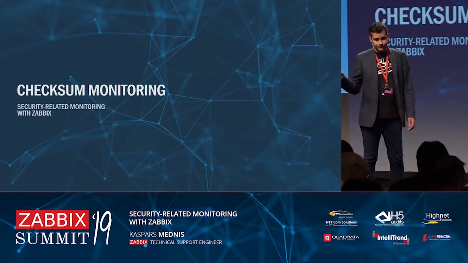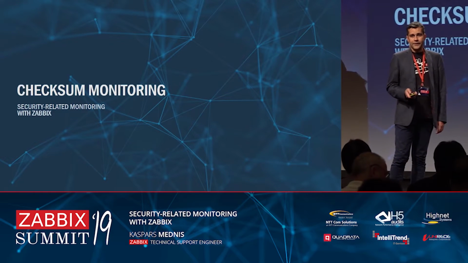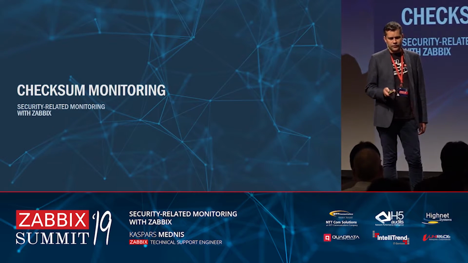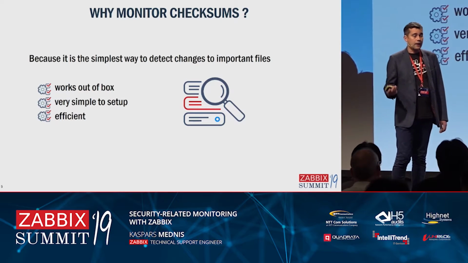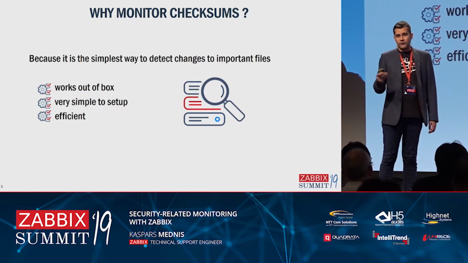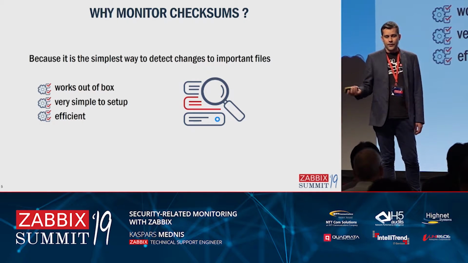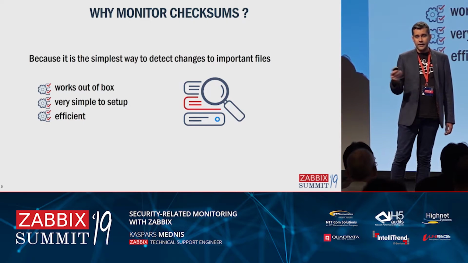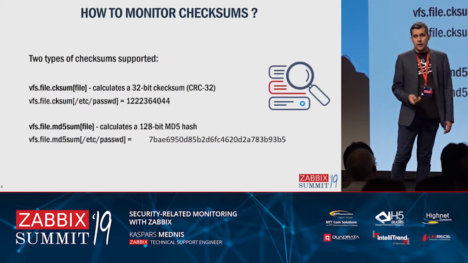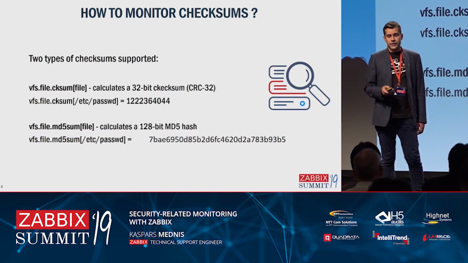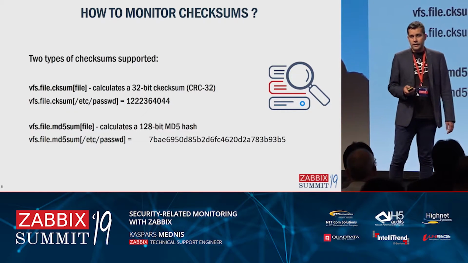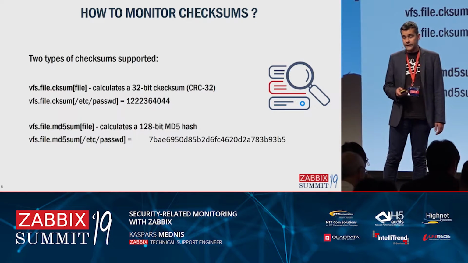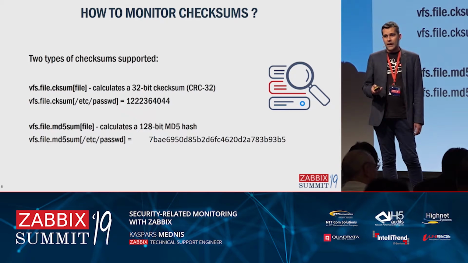So let's start. First, a very simple thing which is available, I think, since the very first versions of Zabbix: checksum monitoring. Very simple. Works out of the box. You may use the Zabbix agent built-in key. Very simple to set up. Just the agent and a simple key. Very efficient. Two types of checksums are supported. You can calculate a 32-bit checksum, or if you need, you can calculate an MD5 hash.